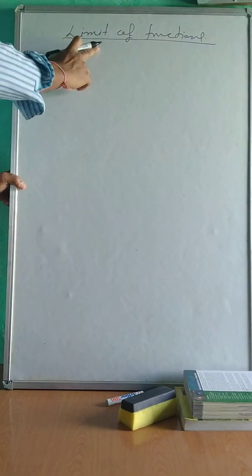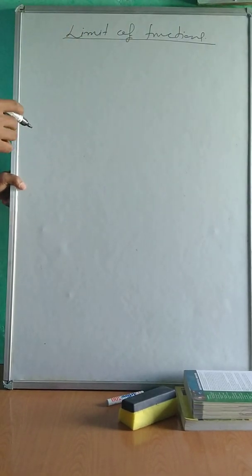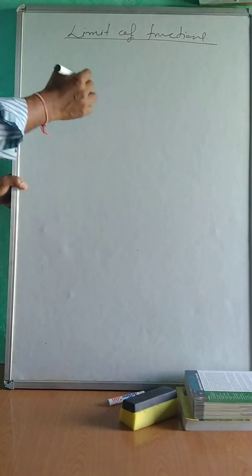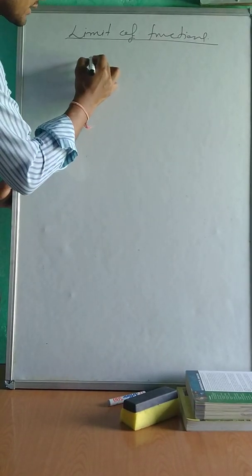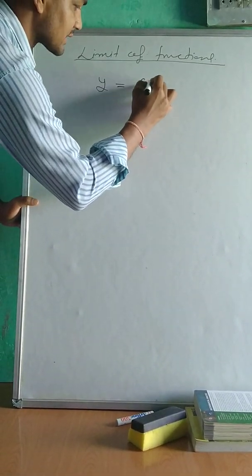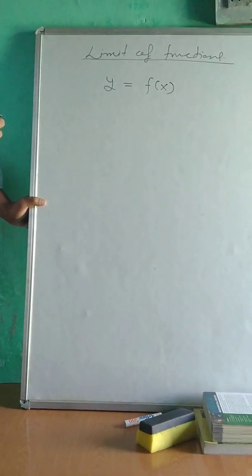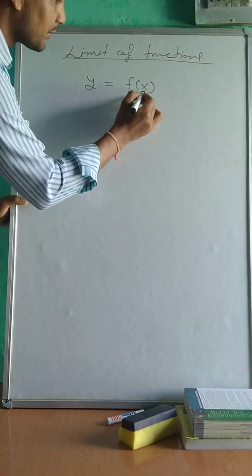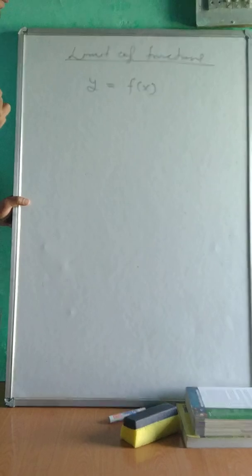Today we will learn about the limit of the function. Basically, the limit of the function is the approaching value of a function. Let us take a function y equal to f(x), in which x is an independent variable and y is a dependent variable.